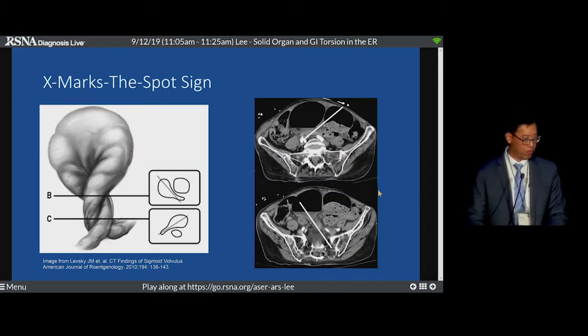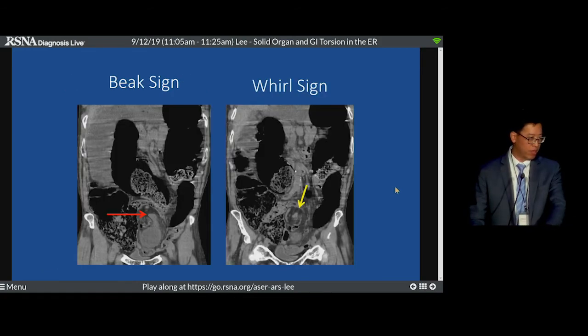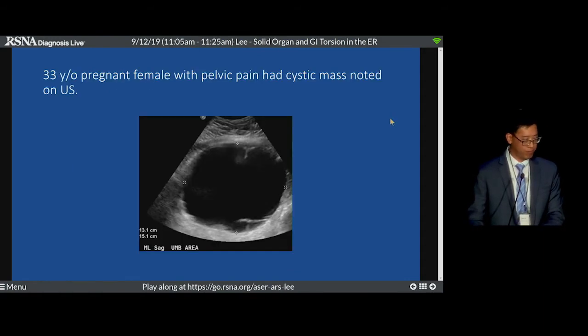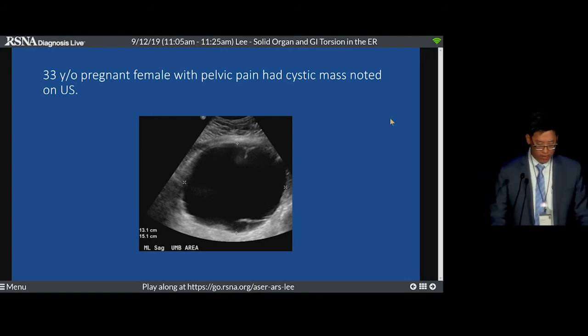The other more subtle sign that you can encounter is the X marks the spot sign, where you are scrolling up and down axial images, and you see a crisscross pattern of the sigmoid colon. You don't necessarily see the twist, but the bowel is going at 180 degrees opposing each other. Of course, these are the signs that we're more used to seeing. The beak sign you can see on CT as well, and you can also see the sigmoid mesentery whirling around.